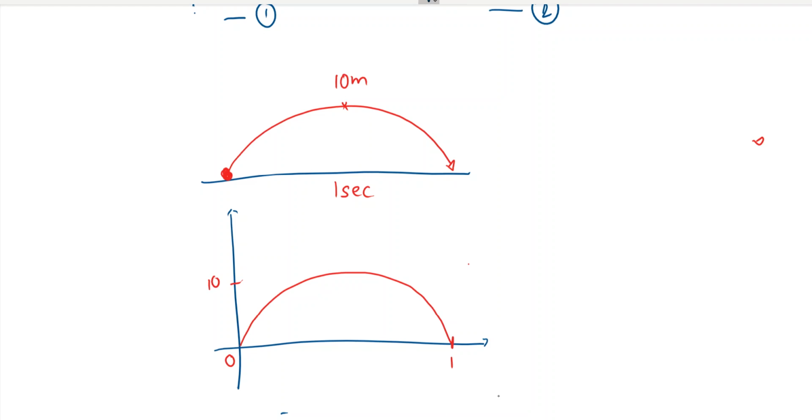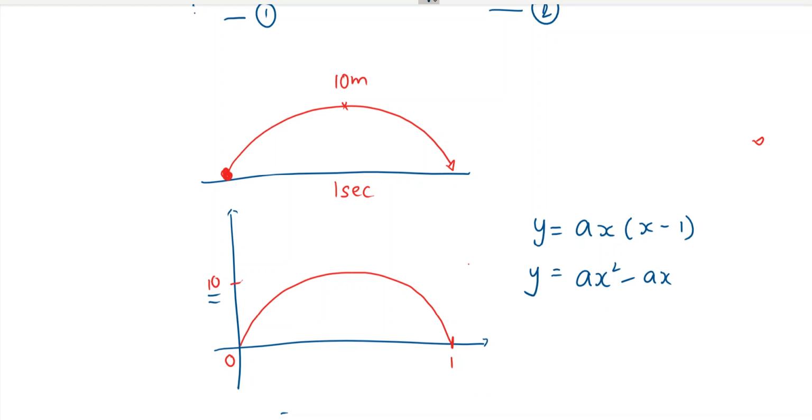Okay, so given that the roots are 0 and 1, we can easily form the equation, which is y equals x(x minus 1). That's how we can form the equation. However, we also need to take into account that the highest point is at 10, so that's where you need a in front. So now when I open this up, I will get ax squared minus ax.